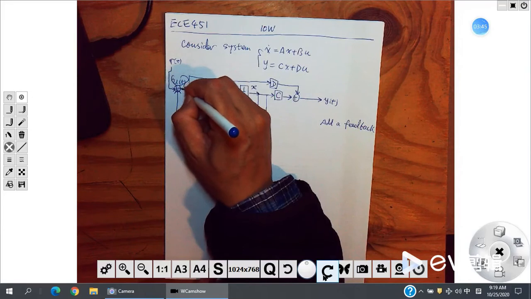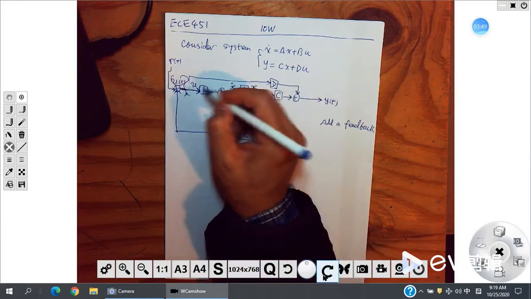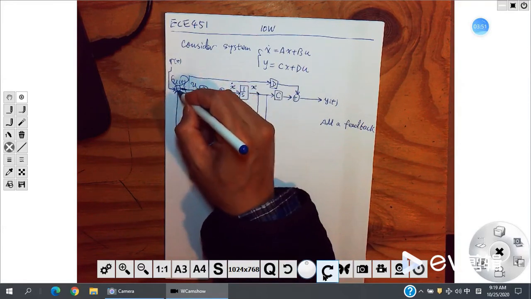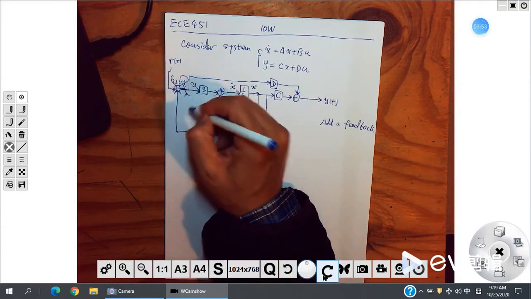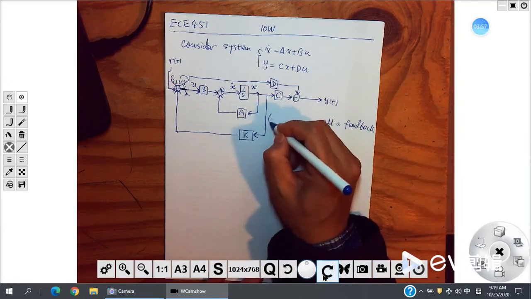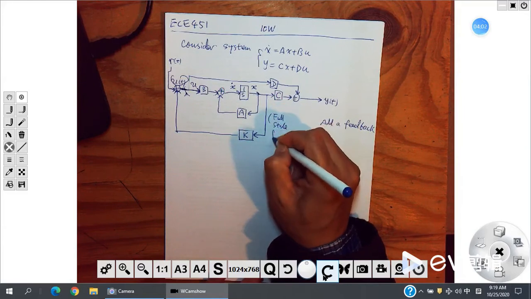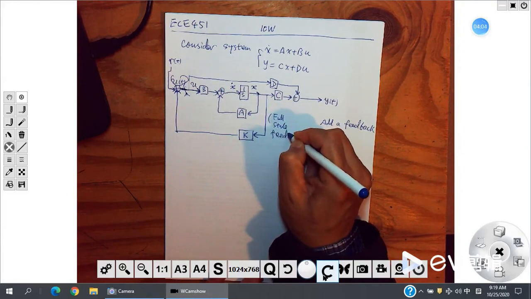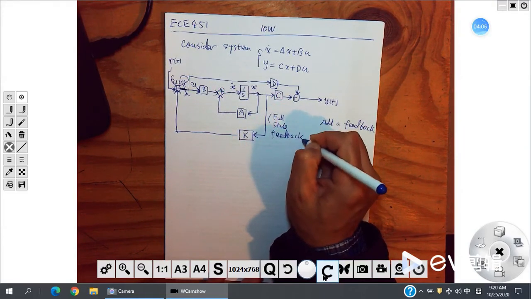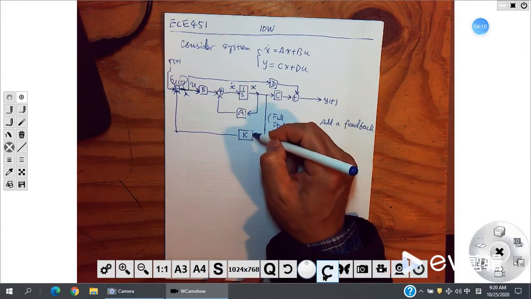The signal in this part is u of t, and here's r. We use r as input, and this is the feedback. We call this a full state feedback. We use the state variables as feedback.